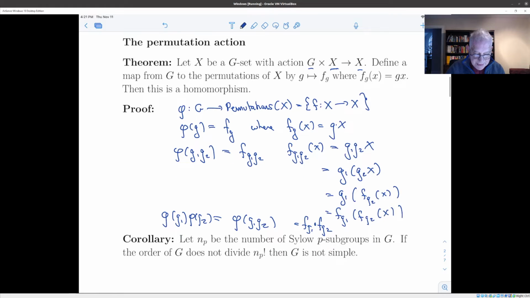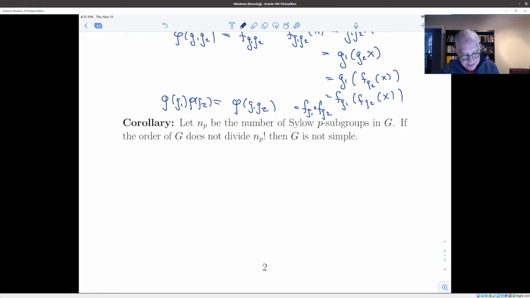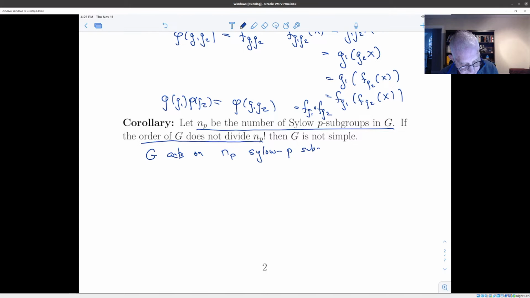So you can think of a group action as a homomorphism from the group into a permutation group. And from that, you get a nice little corollary, which says, suppose that n_p is the number of Sylow p-subgroups in G. Then if the order of G does not divide n_p factorial, G is not a simple group. And the proof is the following. You let G act on the n_p Sylow p-subgroups. And by the previous little lemma, this means we have a homomorphism phi from G into S_{n_p}. And of course, this is a group which has n_p factorial elements.